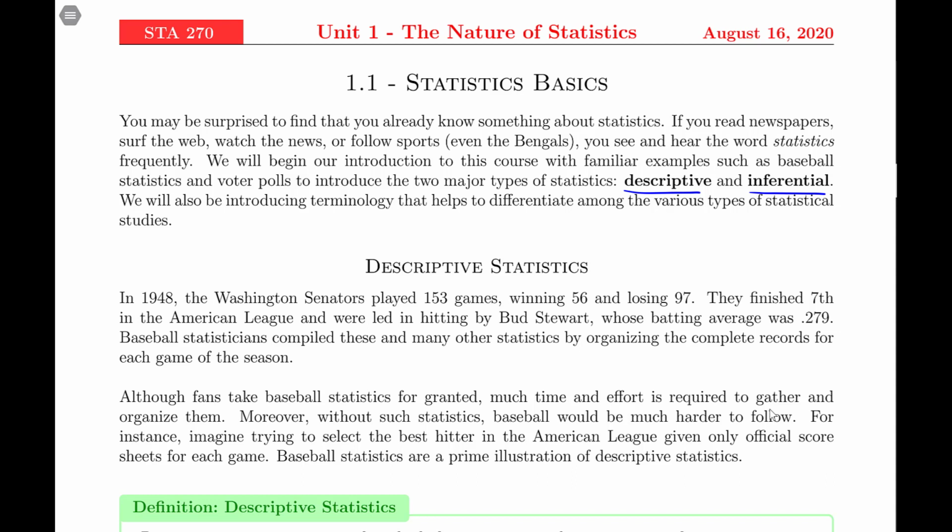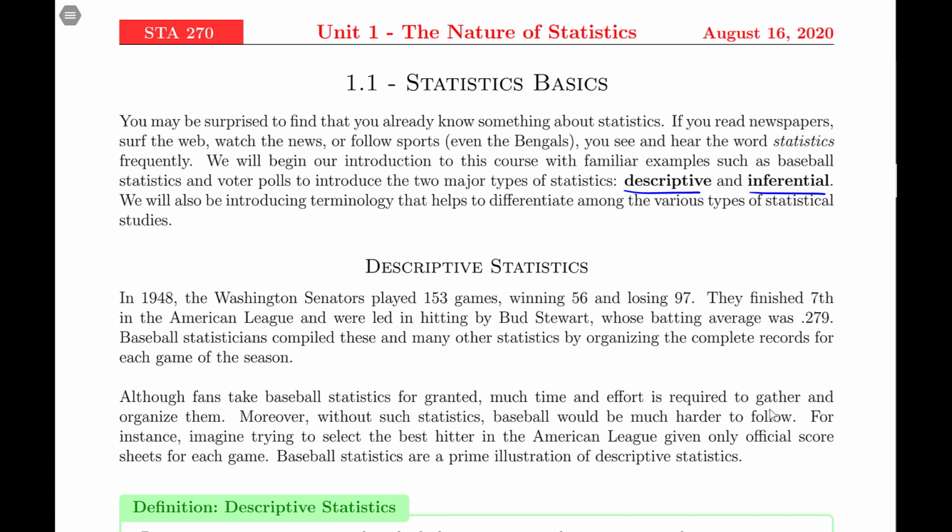So right here you kind of have a little bit of an example talking about the 1948 Washington Senators baseball team. They played 153 games, they won 56, they lost 97. That is a descriptive statistic because we are taking into account every single game that they played. We're not just looking at a few of the games over the course of the season and then making a prediction or an inference based off those values. We are looking at every possible piece of data that is available, and that's that they played 153 games.